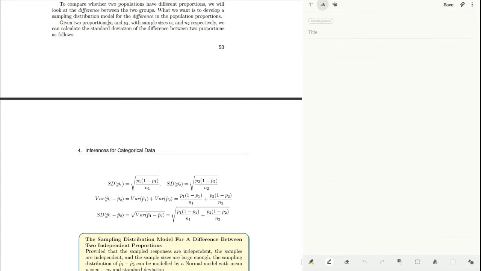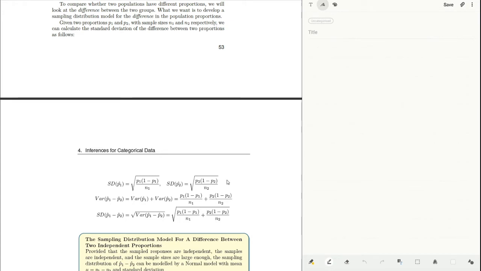So if we're given two population proportions P1 and P2 with sample sizes N1 and N2 respectively, then we can find the standard deviation for the difference as follows. For each of these groups, we can calculate the standard deviations for their sampling distribution models by using the square root formula given here and here. So in order to find the standard deviation of their difference, we first calculate the variance of their difference, and then we take its square root.